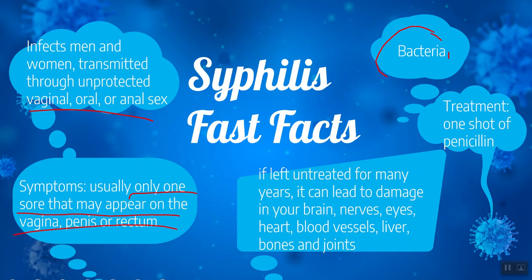But if syphilis is left untreated, it has very dangerous complications. Syphilis, many years, 20, 30 years down the line, while having no symptoms for that long, can eventually lead to damage in your brain, your nerves, your eyes, heart, blood vessels, liver, bones, and joints. Syphilis is one of those silent killers that, left untreated for a very long period of time, can cause a lot of damage to your body. However, as long as you get tested early and get regularly tested, if you find out you have syphilis, the treatment is super easy. 1 shot of penicillin and you are good to go.